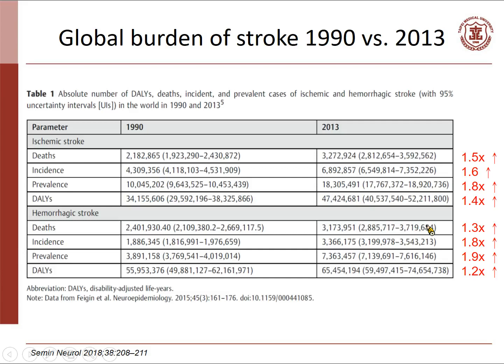There is a global burden compared from 1990 to 2013. You can see that between the two decades, for either ischemic stroke or hemorrhagic stroke, the deaths, incidence, prevalence, and disability adjusted life years all increased about 1.5-fold during that period.